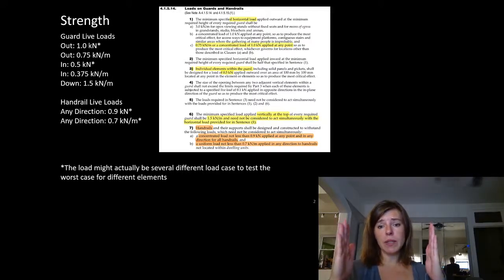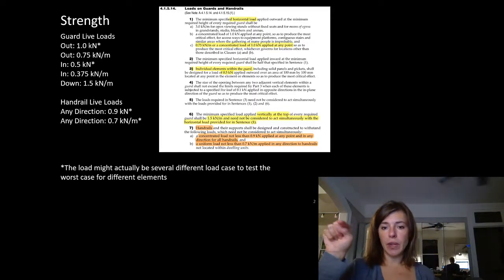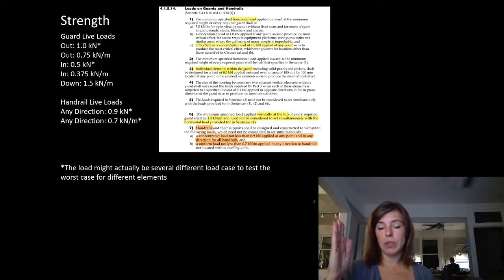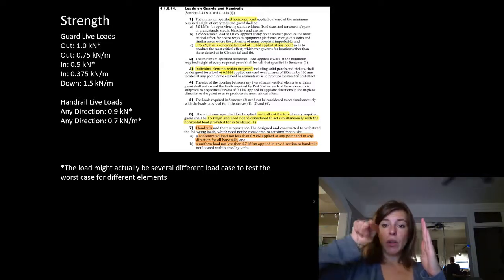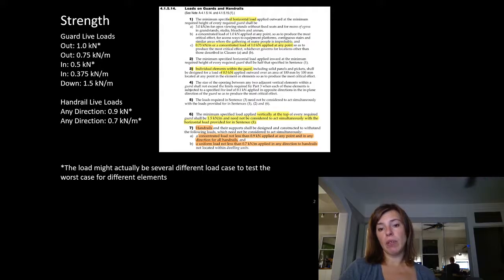If we have posts at discrete spaces with the top rail, the worst case for the post is a 1 kilonewton point load right at the top of the post. The worst case point load for the top rail would be right at the midpoint of the top rail. So already just that outward 1 kilonewton point load can have multiple load cases.